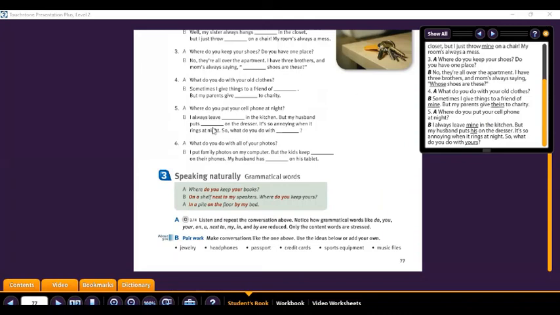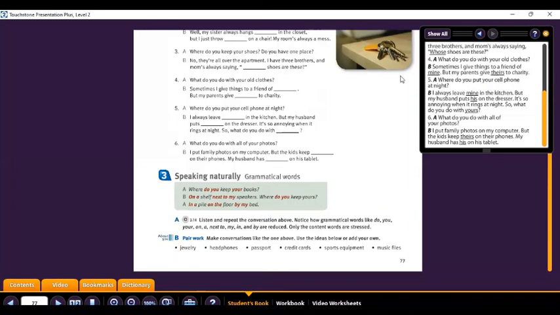Okay, the last one. What do you do with all your photos? I put my family photos on my computer, but the kids keep theirs on their phones. My husband has his. Okay, theirs and his.